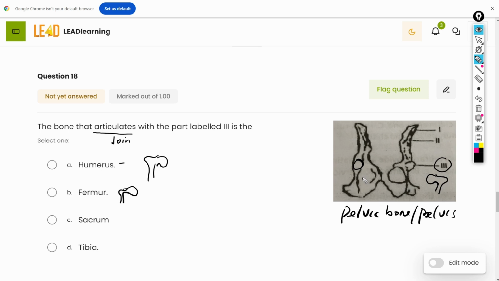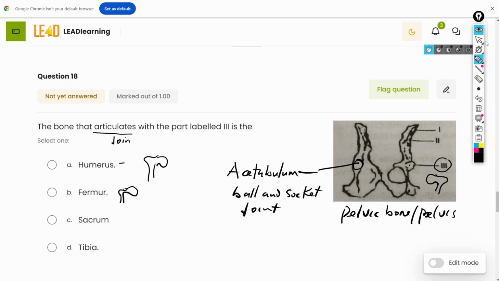And if this is the pelvic bone or the pelvis, then the bone that fits into the pelvic bone is the femur to form the lower limb. So our correct answer is the femur. This cavity here is actually called the acetabulum. When the head of the femur fits into the acetabulum, it forms a ball and socket joint, which is one of the locations of the ball and socket joint in the body. So like I said, our correct answer is the femur.